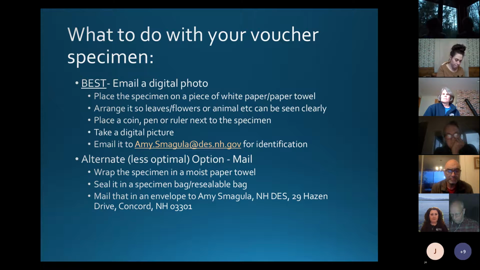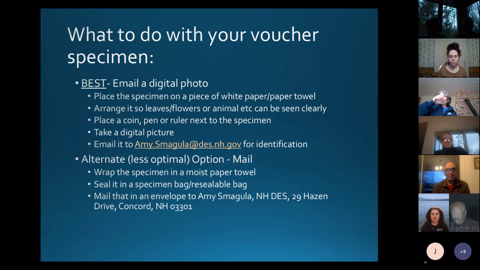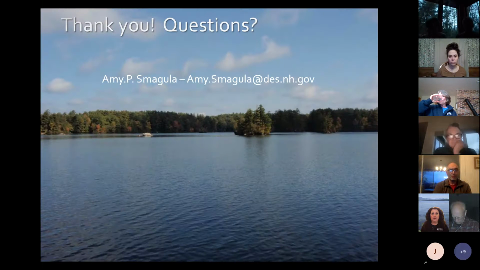If you email something, I encourage you to keep it in a baggie in the fridge so that if I do need to get it in hand, or potentially for milfoils especially, I need to sometimes do DNA on it to verify the species because sometimes it's tricky. So just hold on to it until I give the all clear. Sometimes I may just ask you to mail it in to me so I can do DNA or take a closer look. And then that is the basic methods.